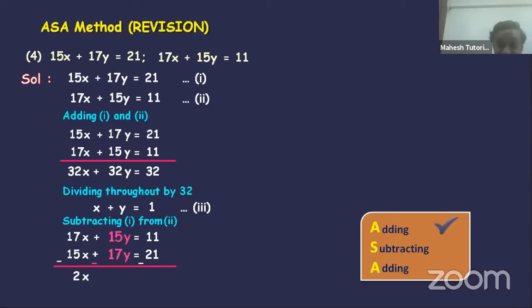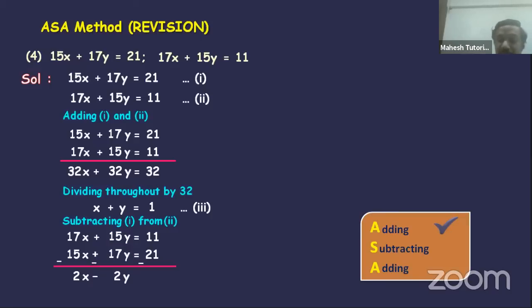ध्यान से देखना, 15y का sign is plus, 17y का sign is minus. तो plus minus, what do we need to do? Minus. तो 17 minus 15 will give me how much? 2y. लेकिन बड़ा नंबर 17 का sign क्या है? Minus. तो it will be minus 2y. All right, take care. Moving further.